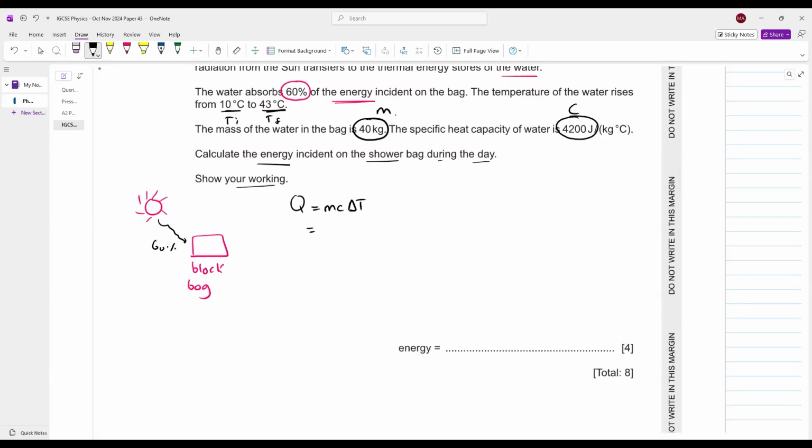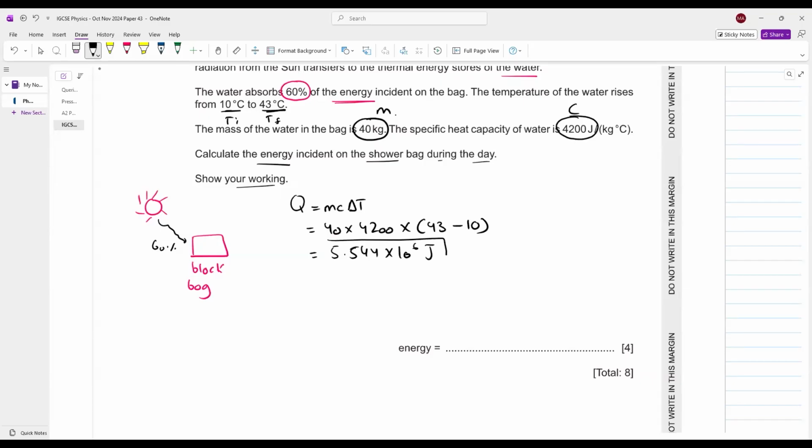What is your mass of water? 40. What is your specific heat capacity of water? 4200. What is your change in temperature of water? Final temperature, that is 43, minus initial temperature, that is 10. Can you calculate the energy? 40 into 4200 into 33. Your answer comes out to be what? 5.544 times 10 to the power of 6 joules.